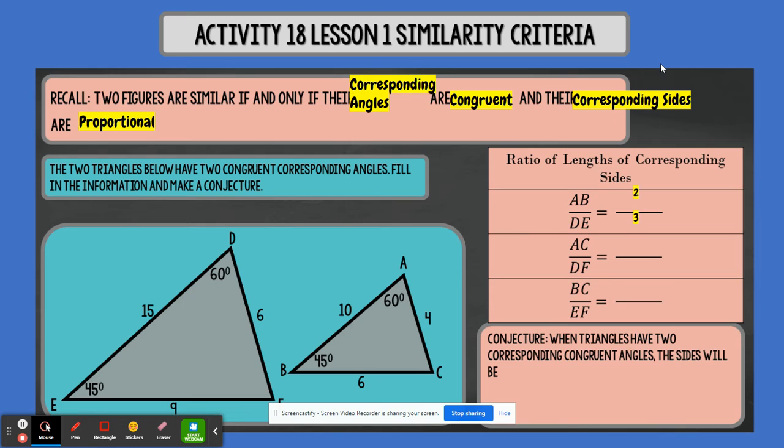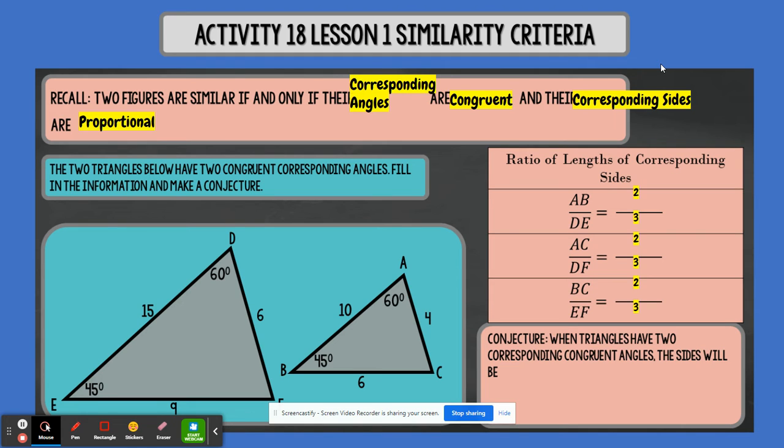Now, AC over DF. Again, when I reduce it, it's 2 over 3. And then the last one, BC over EF. When it's reduced, again, is 2 over 3.